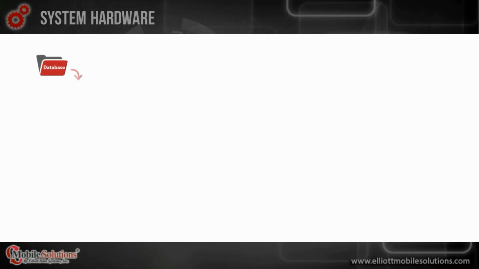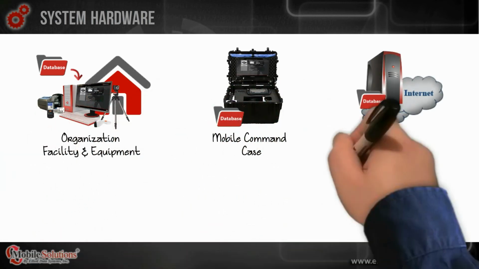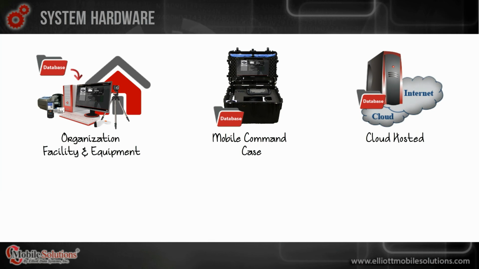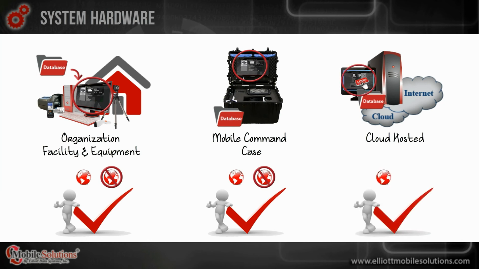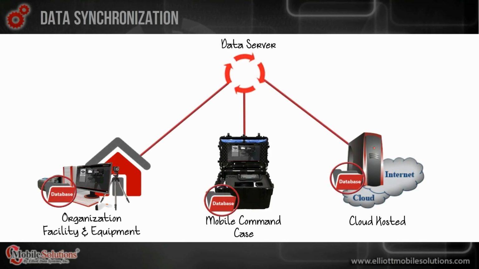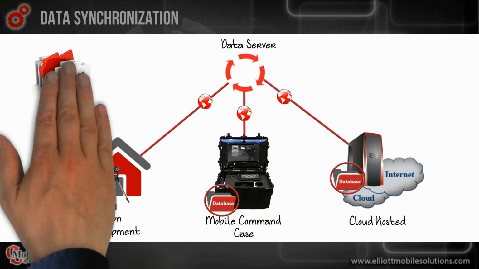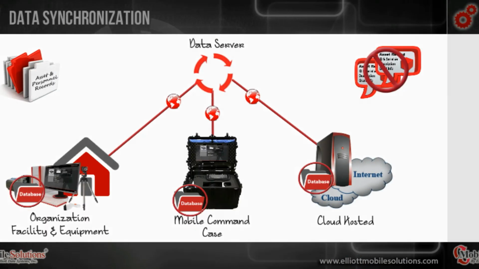The asset database is housed on the Asset Manager server that may be hosted at a department location, on a command case, or an internet cloud. While units using Asset Manager client software can work both on or offline, the Asset Manager web application requires internet access. All databases may be synchronized by data server using an internet connection to keep data current and prevent duplicated records across the entire organization.